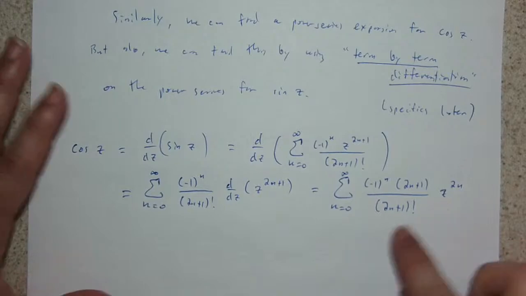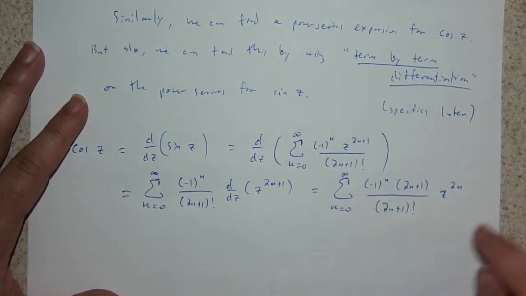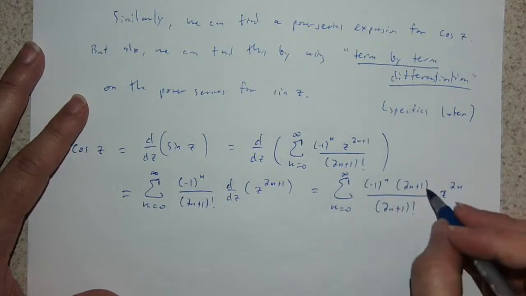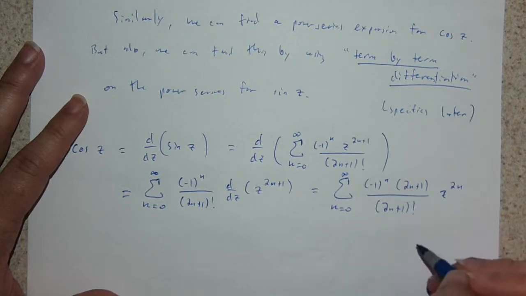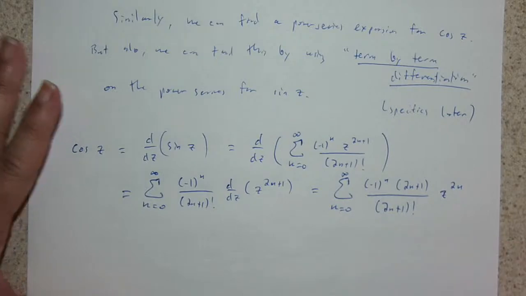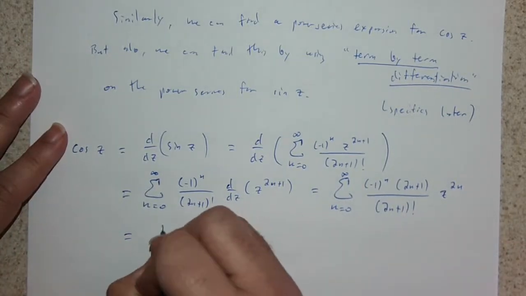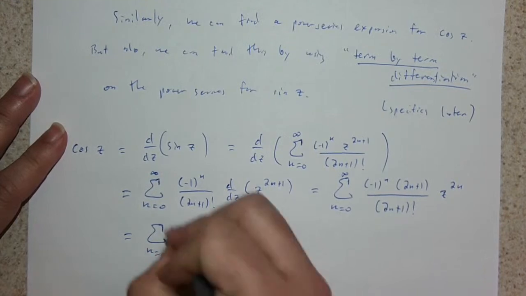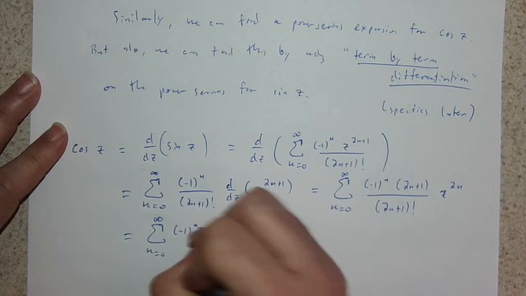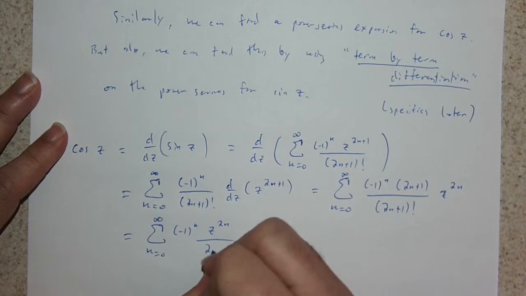Of course, writing out 2n plus 1 factorial, this would be 2n plus 1 times 2n times 2n minus 1, times 2n minus 2, and so on. Writing it out as a product like that, I can cancel this 2n plus 1 in the numerator with 2n plus 1 in the denominator, and I have left 2n factorial in the denominator. So this is the sum from n equals 0 to infinity of (-1)^n times z to the 2n over 2n factorial.